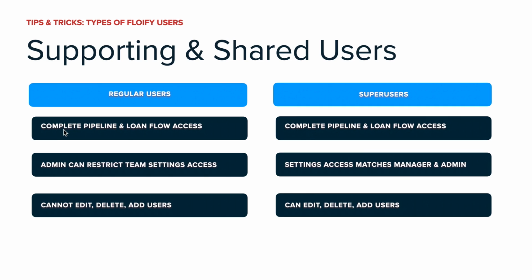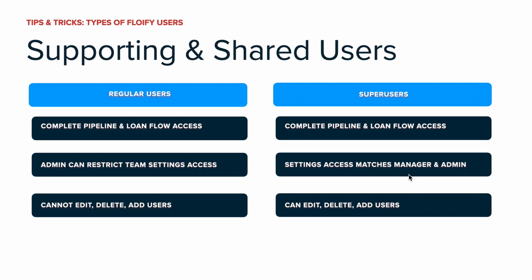They'll be able to edit the loan flow information, manually prompt out emails, send out those milestone emails, really make any changes to a borrower's loan flow. They can request documents. They can go and accept, reject documents, all the good things. But for regular users, the company admin can actually restrict the access that they have to the team settings. So let's say that I've gone in and I'm a manager and I've set up my logo. If I want to make sure that my supporting user cannot change my logo, I can go into the company dashboard and actually restrict their access there.